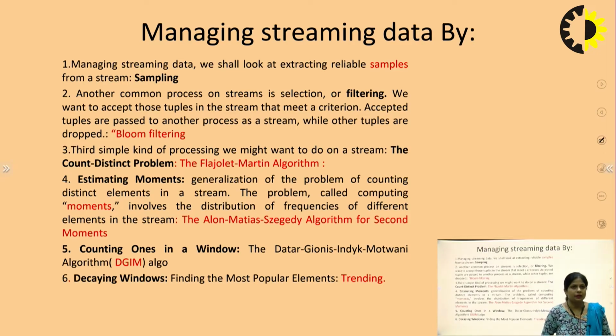Now, how do we manage streaming data? For managing streaming data, we have multiple algorithms. Number 1, sampling. Number 2, filtering. For that, the famous algorithm is Bloom filtering. Third one, the count distinct problem. For the count distinct problem, the famous algorithm is the FM algorithm, that is the Flajolet-Martin algorithm, which I am going to discuss in this particular lecture. Then estimating moments, counting ones in a window, and decaying windows. Out of all of these algorithms, in this particular lecture, I am going to discuss the FM algorithm, right?